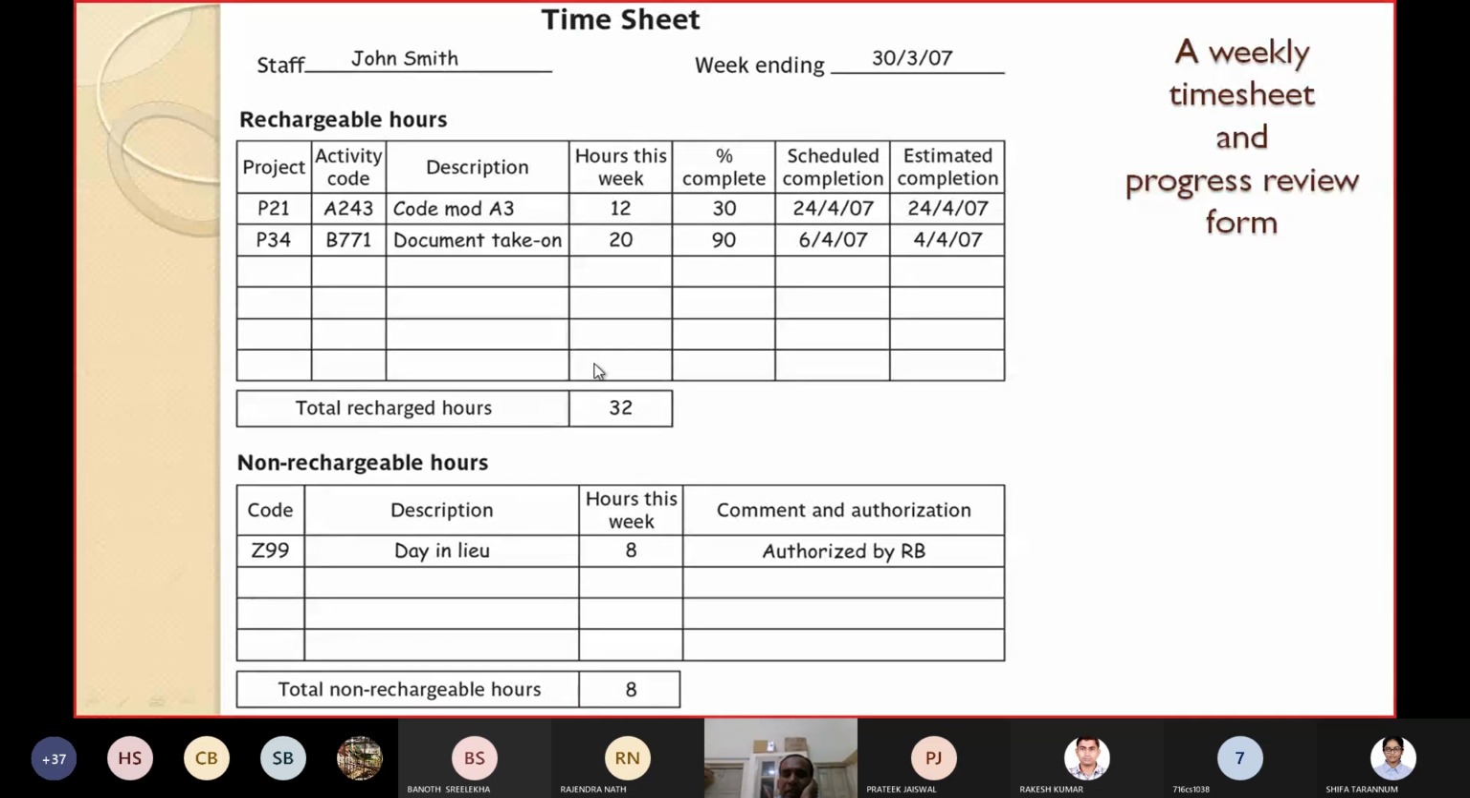So how many total rechargeable hours, for which money has to be paid to John Smith? 32 hours. There may be some non-rechargeable hours like code Z99, and the description is a day in lieu of something. And hours this week. Suppose you have some other work you have not done, and in lieu of that you are doing this. Just like when you take compensatory classes. One class is missed, so I have to take another class. That is not chargeable. Similarly, one day he has not worked.